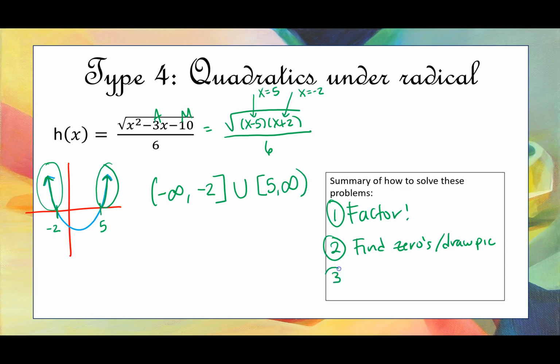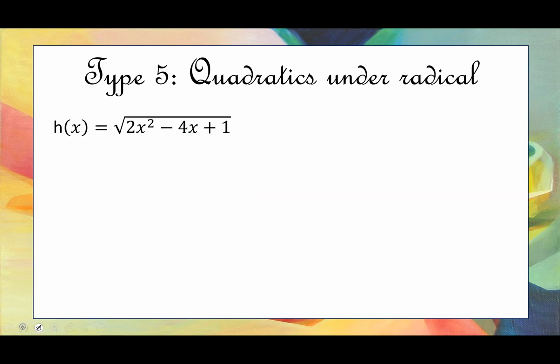So our final step right here, step 3, would be to circle the good stuff, which would be basically all the stuff above the x-axis where it's positive, because remember we want under the radical to be positive or equal to 0. And then you're going to write your interval. That's a wrap. All right, you can pause that if you want.